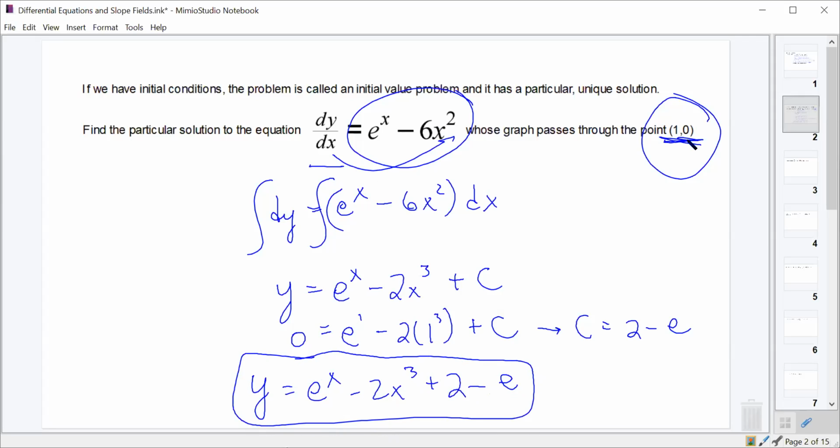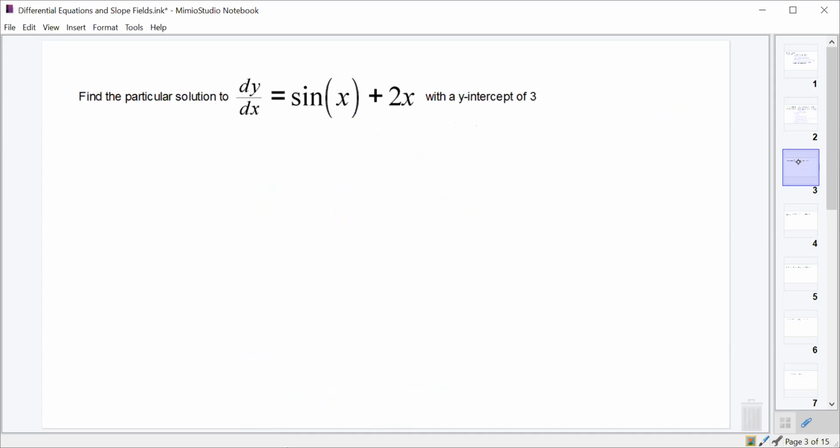Good. All right, let's do another one. Let's find the particular solution to dy dx equals sine x plus 2x, and we want a y-intercept of 3. So what coordinates is that telling us? x equals 0 and y equals 3. Exactly. Good. So we'll bring the dx over and integrate both sides, which will give us what?